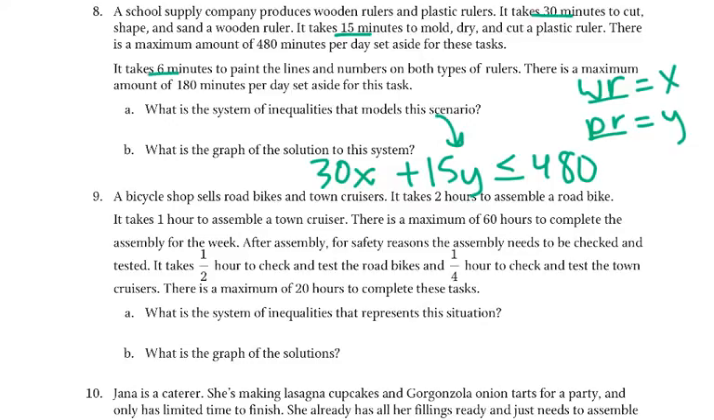The second one, it takes 6 minutes for both of them, so 6 for the X, 6 for the Y, which means we have 180 minutes, so that has to be less than or equal to 180. So there's our two inequalities. So basically we're trying to figure out how many wooden and plastic rulers, what different possibilities are there to make. Okay, so we need to graph them both.